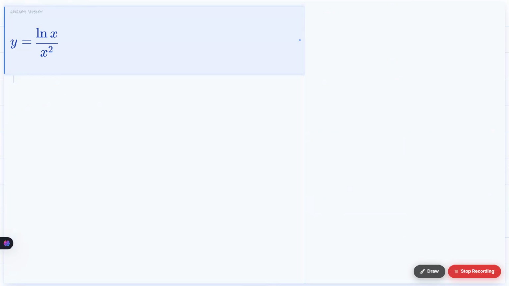We look at the original problem where y equals natural log of x divided by x squared. We do this to see what we need to solve. This is our starting point.